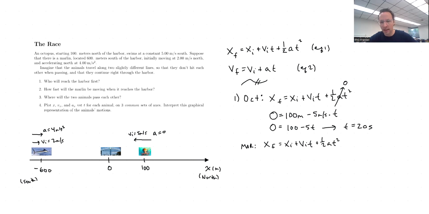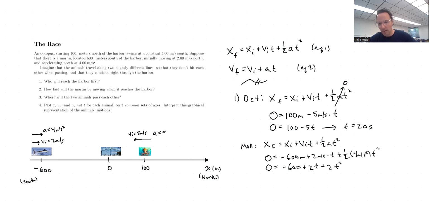So let's set x final equal to 0 for the marlin. X initial is negative 600 meters. The initial velocity of the marlin is positive 2 meters per second. So positive 2 meters per second times time, plus 1/2 the acceleration, which is positive 4 meters per second squared times time squared. And we can simplify this a little. 0 equals negative 600, I'm removing the units now, plus 2t plus 1/2 times 4 is 2t squared.